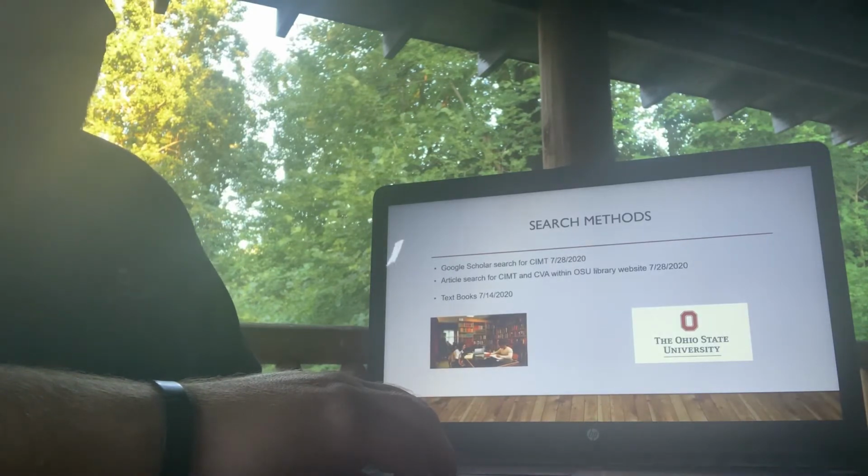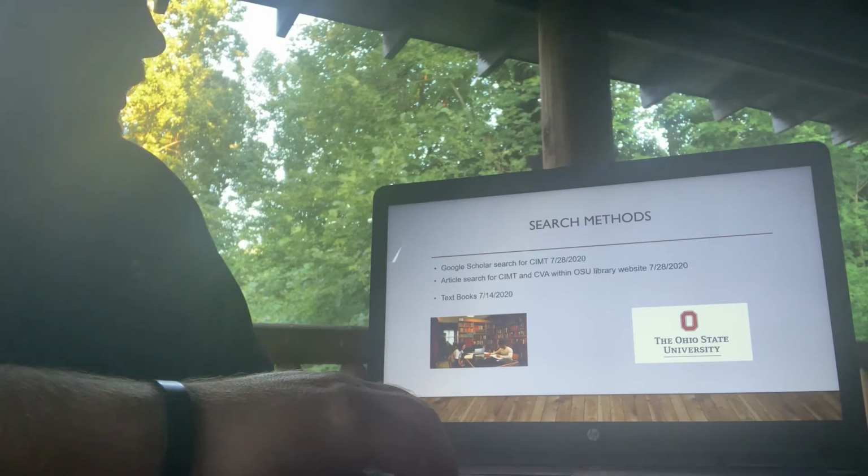For this project, I used a couple of different search methods. I used Google Scholar with the keyword CIMT, and an article search for CIMT and CVAs within the OSU library website. Tons of different articles popped up through there. A couple of them will be cited later in the project, and then two of the textbooks for this class as well.